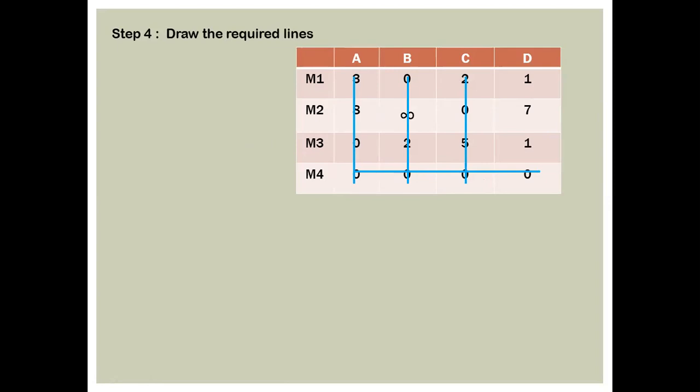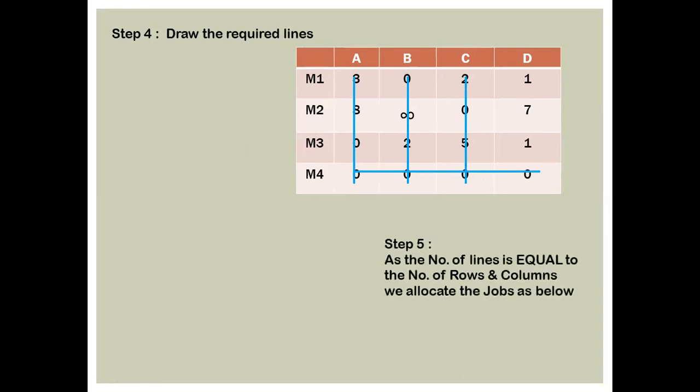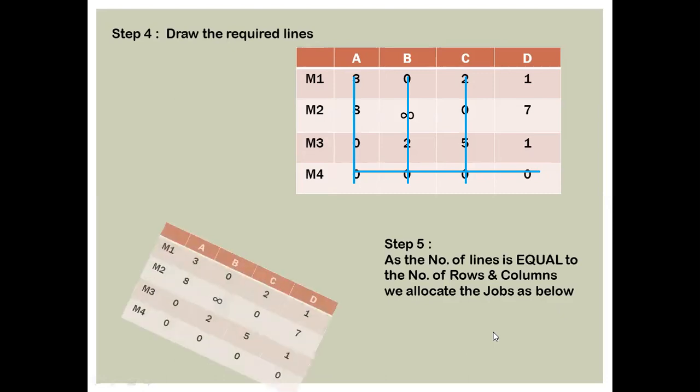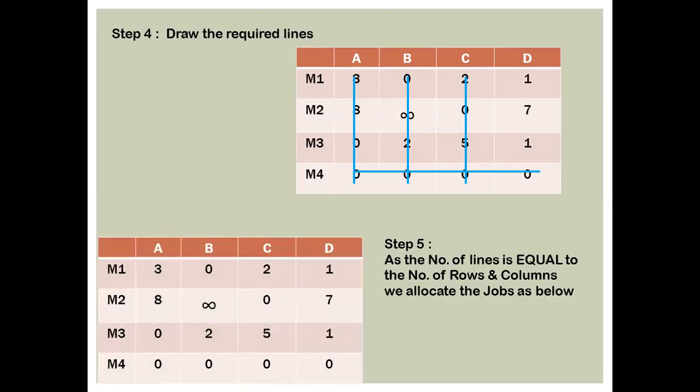What's your observation, class? As you all can see, we have got 4 lines and there are 4 rows and 4 columns. So as the number of lines is equal to the number of rows and columns, we allocate the jobs as below. So do you all remember, class? What was the technique I taught you all for allocation?